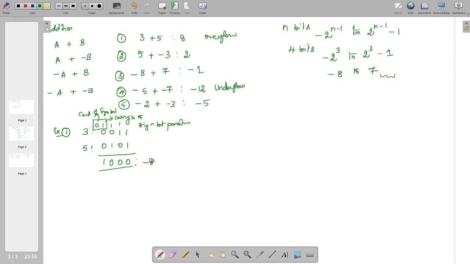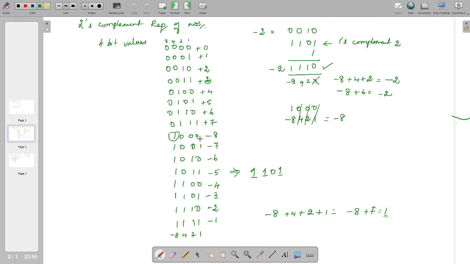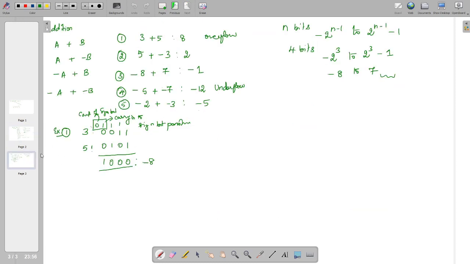Should the answer be minus 8 or plus 8 here? It should be plus 8, because both the numbers that are getting added here are positive and there is no chance of getting a negative result. But in this case we get a negative result, because the sign bit has got value 1 in it. And you could also see that this bit pattern, 1 followed by 3 zeros, represents minus 8 in 2's complement method. So this answer is wrong.